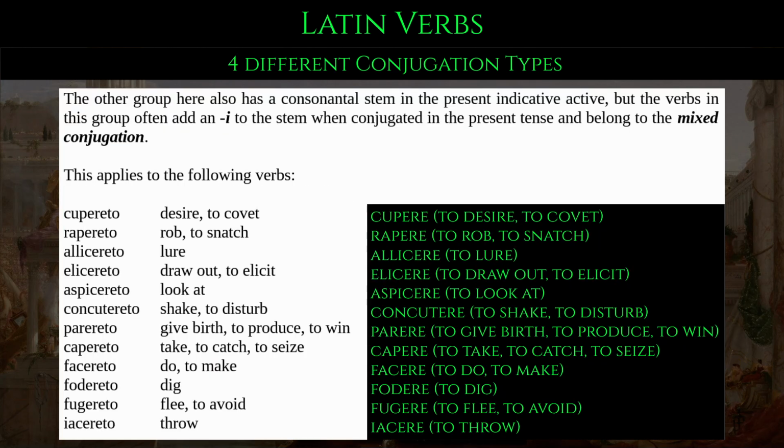The other group also has a consonantal stem in the present indicative active, but the verbs in this group often add an I to the stem when conjugated in the present tense, and thus belong to the so-called mixed conjugations. This applies, for example, for the following verbs here. Of course, this also applies to compound verbs.